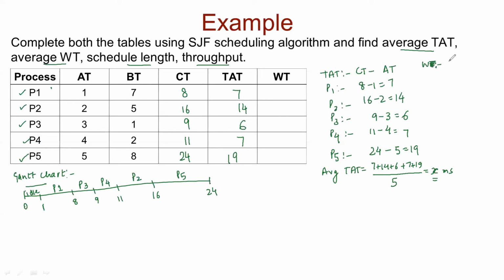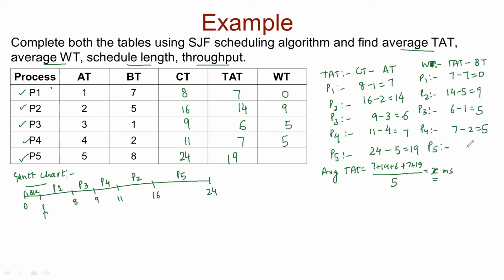Waiting time is turnaround time minus CPU burst time. For P1, it is 7 minus 7, which is 0. We can also verify it. As soon as P1 arrives, it was allocated. So its waiting time is 0. For P2, it is 14 minus 5, which is 9. For P3, it is 6 minus 1, 5. For P4, it is 7 minus 2, again 5. Last, for P5, it is 19 minus 8, which is 11.